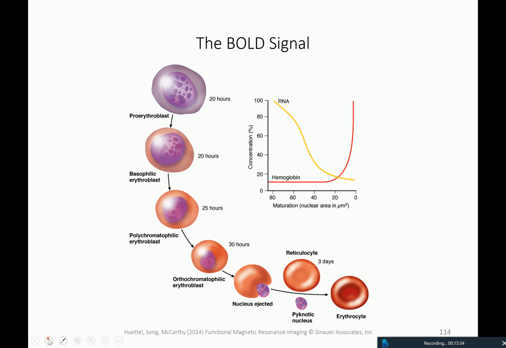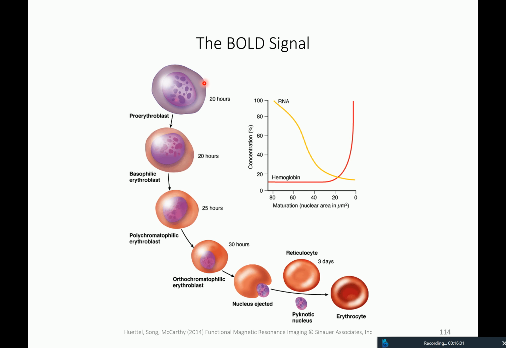To now think more about the BOLD signal, we of course have to talk about hemoglobin and its oxygenated and deoxygenated state. And this is just to remind everyone that hemoglobin is the main molecule that's present in your red blood cells, which are called erythrocytes.